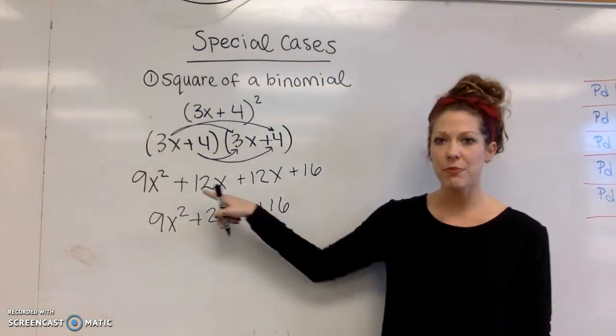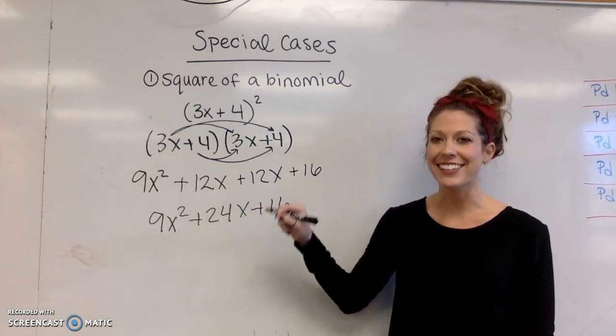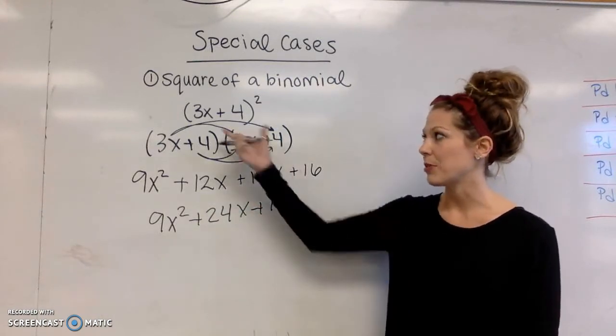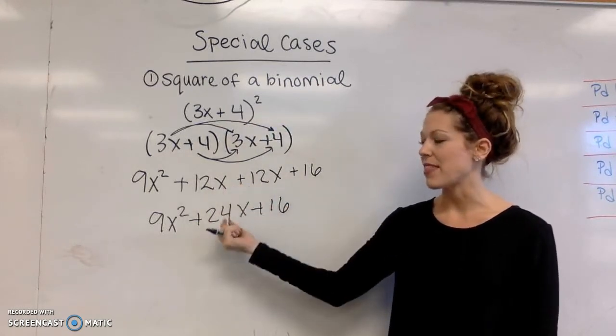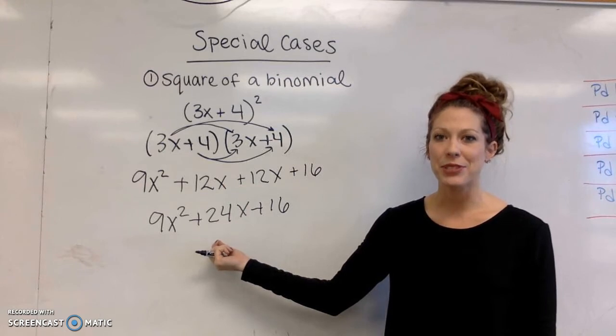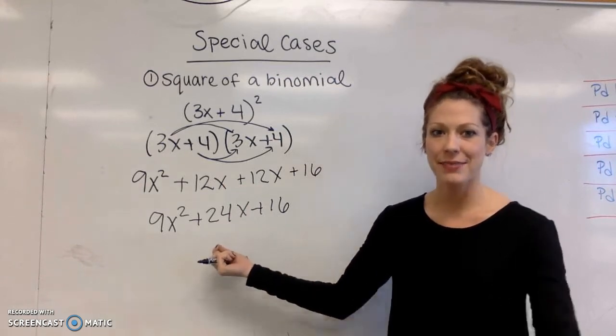Notice that your two middle terms are exactly the same. That will always happen when we're squaring a binomial. Those middle terms will be the same, and then we'll need to combine them. Basically, we're doubling what that middle term is.